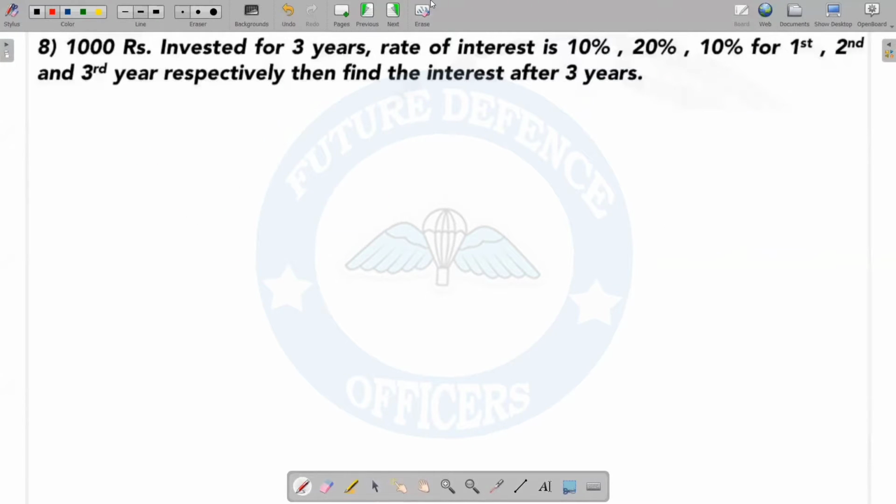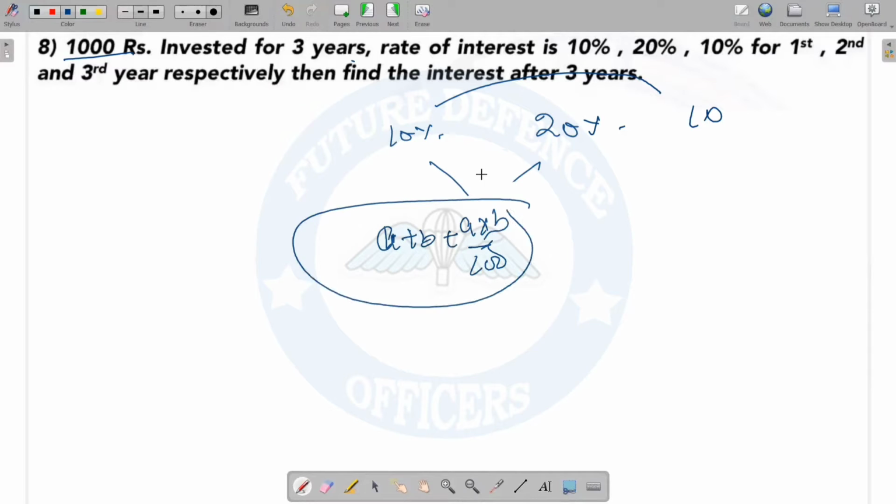Now everyone try this question. If you have to merge 10%, 20%, what are you all getting? You can merge these two, and then merge whatever you get with the next one. No effect will be on the answer. A plus B plus A into B upon 100. This is the way of merging the percentage in compound interest. In simple interest, it is directly A plus B, as we have seen, we were directly adding, but in compound interest, this extra term comes.